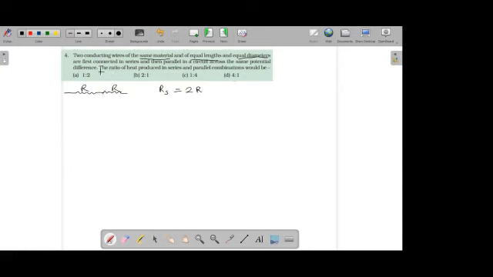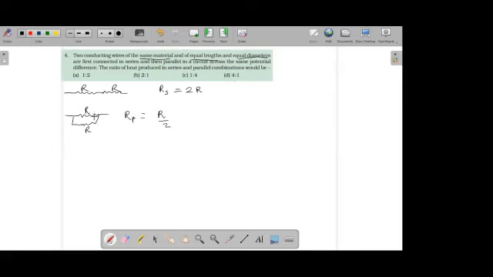And when they are connected in parallel, the equivalent resistance in the parallel combination will be R by 2. Are you getting this? Yes, sir. Okay, by taking 1 by R equals 1 by R plus 1 by R, you solve, you get your answer as R by 2. This is also a shortcut.